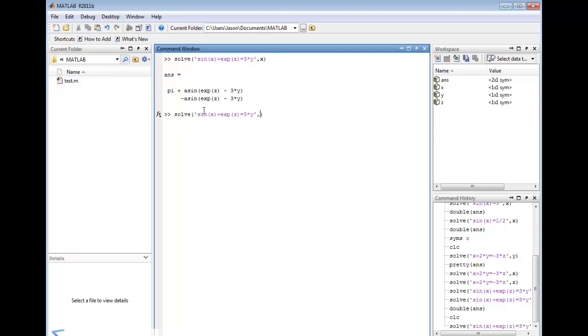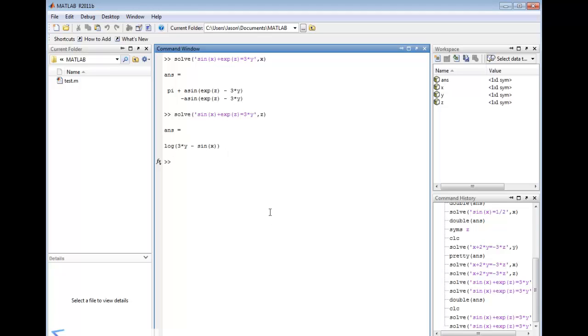And then finally, we can solve this exact same expression for z, in which case MATLAB is going to return a natural logarithm, basically, because you move the sine over to the other side, and then to get z by itself, you'll be taking the log of both sides.